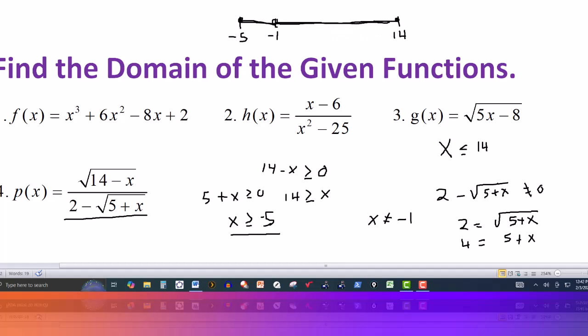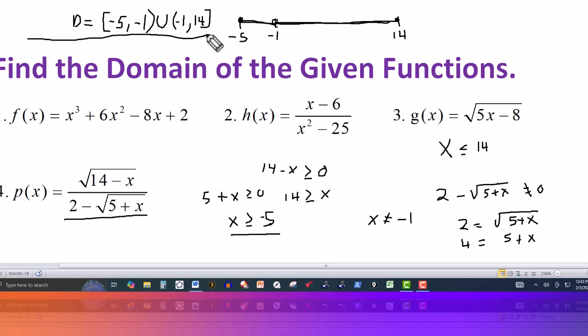So for the domain of this one, I'll write it in interval notation. Brackets here, because the negative 5 is included, comma, to negative 1. That negative 1 is not included, so that's parentheses here. And that's union, or together with, everything to the right of negative 1. So this will be parentheses again, negative 1 is not included, all the way up to 14. 14 is included, so brackets here. So this is your domain for this function.